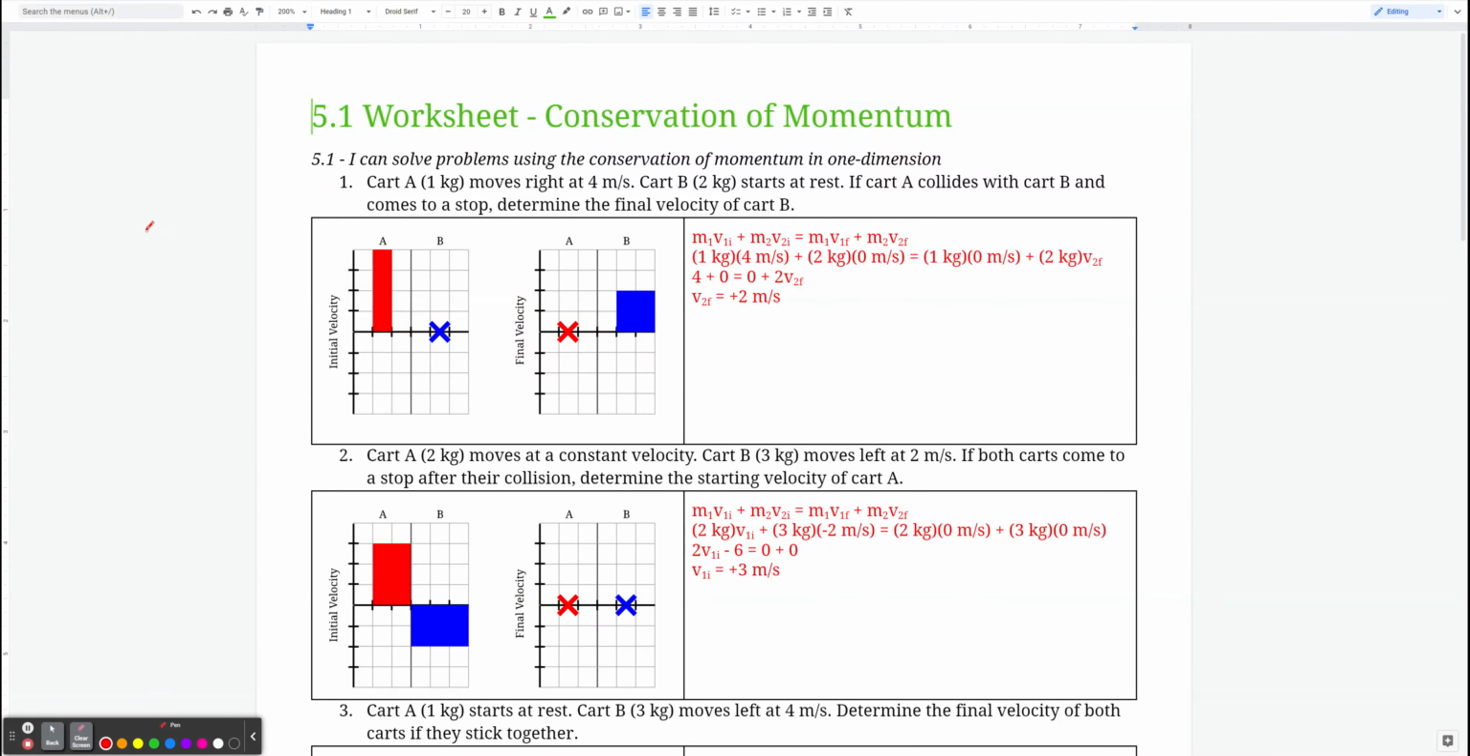Here's the answer key for the 5.1 worksheet. First up, in number one, we have cart A moving 1 kilogram. It's moving to the right at 4 meters per second, and then cart B is 2 kilograms, and it's starting at rest. Quick note, if you didn't catch it during class today, we're just switching in your packets.